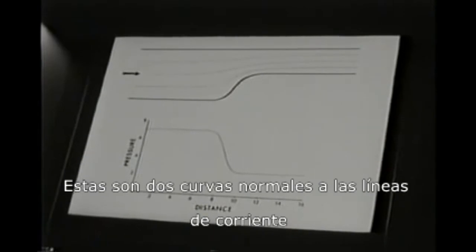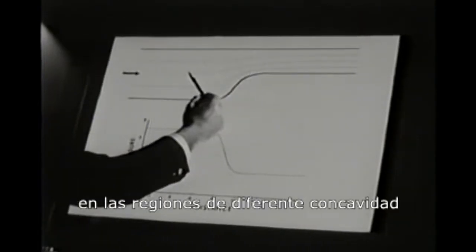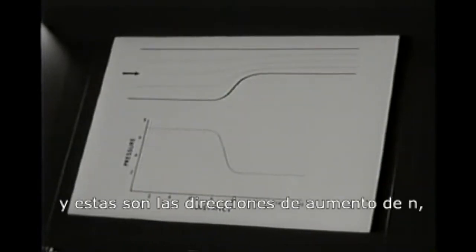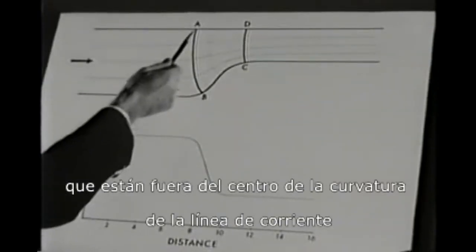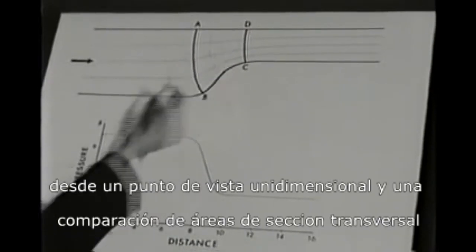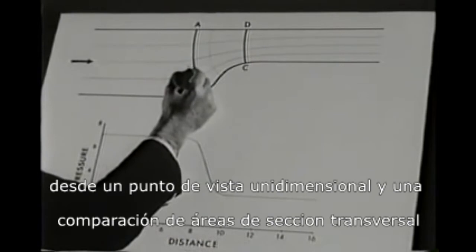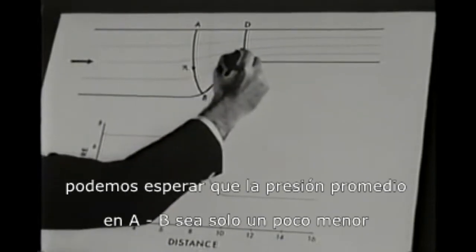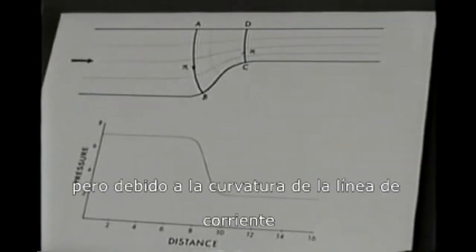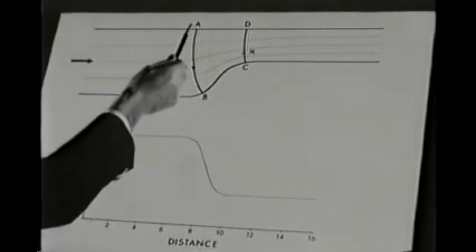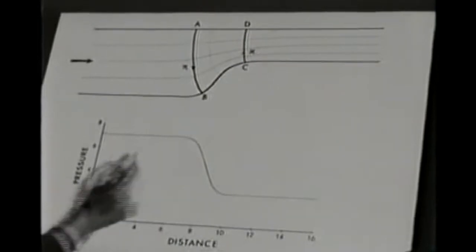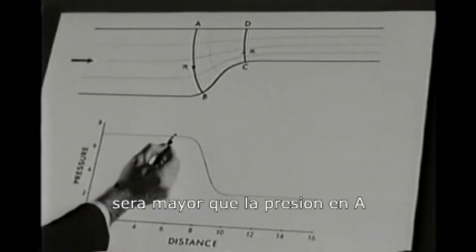These are two curves normal to the streamlines in the regions of different concavity. And these are the directions of increasing n, that is, outward from the center of streamline curvature. From a one-dimensional point of view and a comparison of cross-sectional areas, we may expect the average pressure on AB to be only slightly less than the upstream pressure. But because of streamline curvature, the pressure increases from A to B, so that the pressure at B will be greater than the pressure at A.